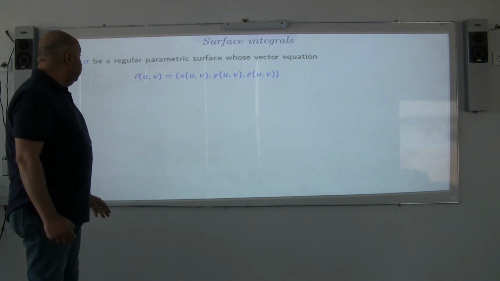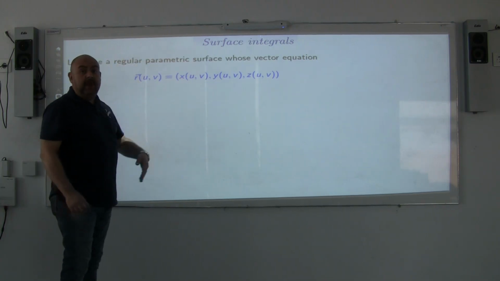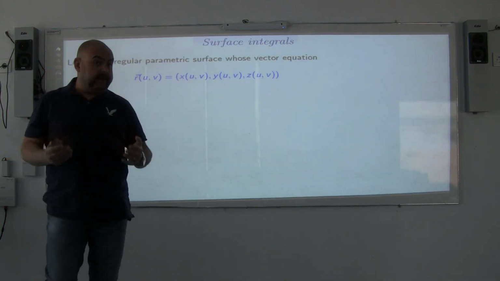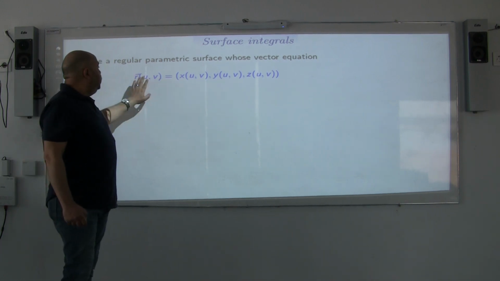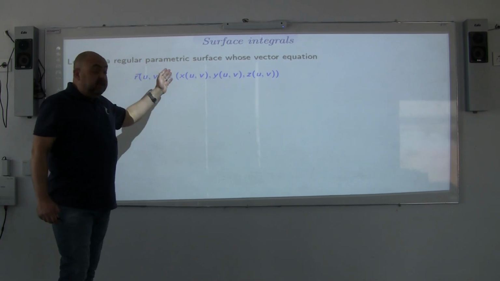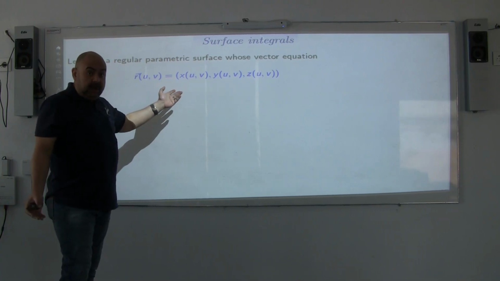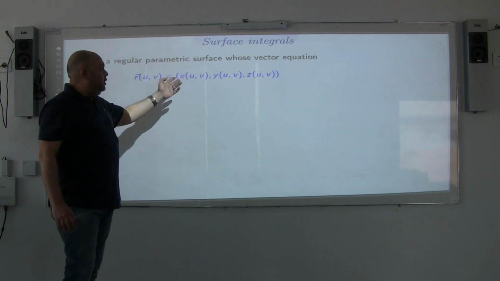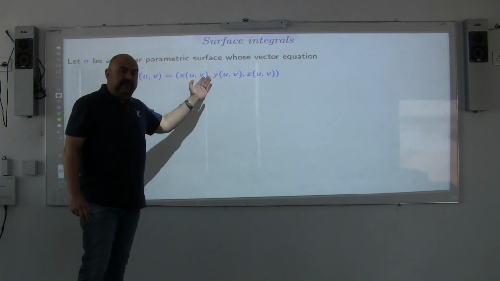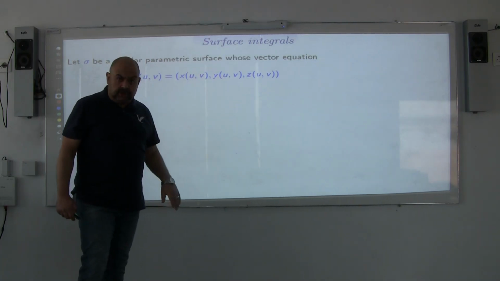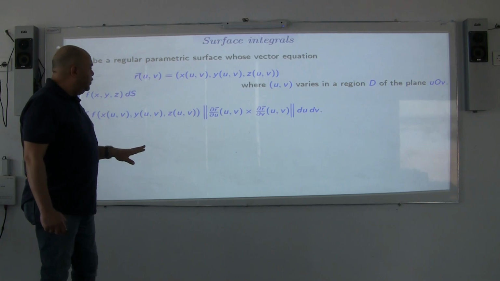For the surface integrals, if sigma is a regular parameterized surface, so if I have sigma and it is already parameterized, using the vector equation, which is r, the values of the parameterization are u and v, since you are in dimension 3, so it will depend on two variables, for example. So x is a function of u and v, y similarly, z is a function of u and v. So these are the variables of this region.